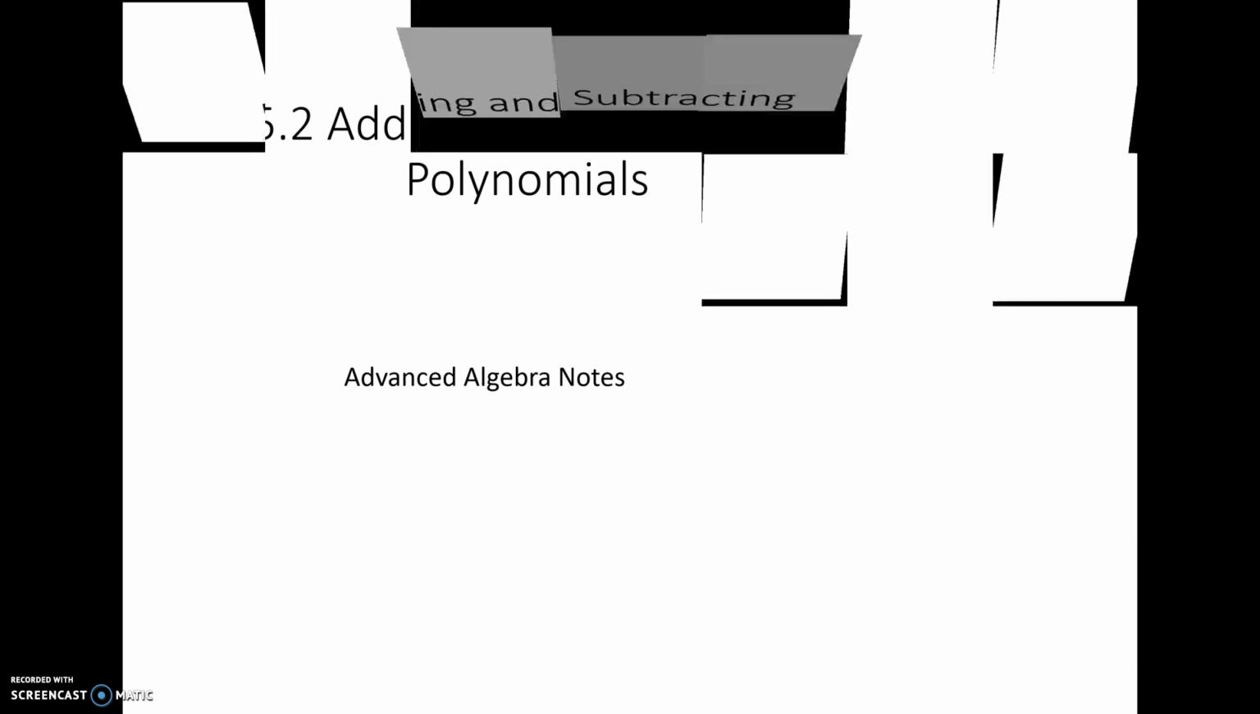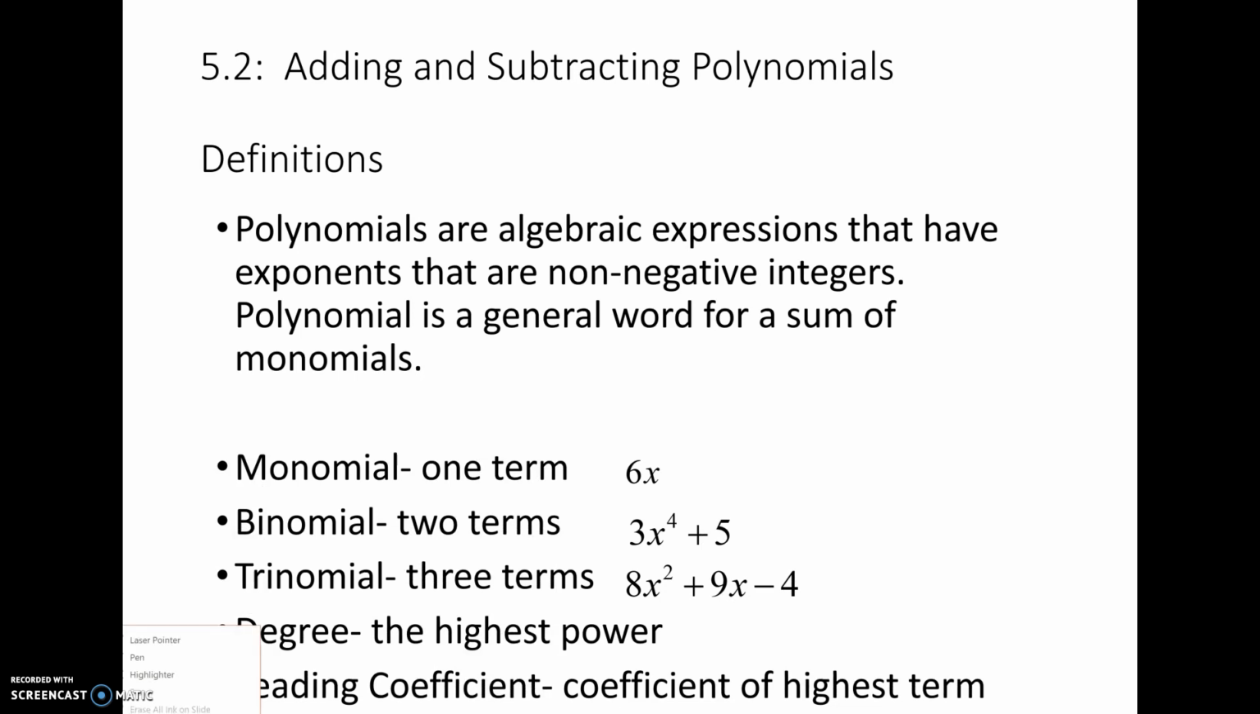All right. So in section 5.2, we are adding and subtracting polynomials. Polynomials are just math sentences of multiple terms. Monomial means one term. Mono means one. Binomial, bi means two, so it's two terms. Trinomial, three terms. In each polynomial, the degree is the highest power. That would be the largest exponent.